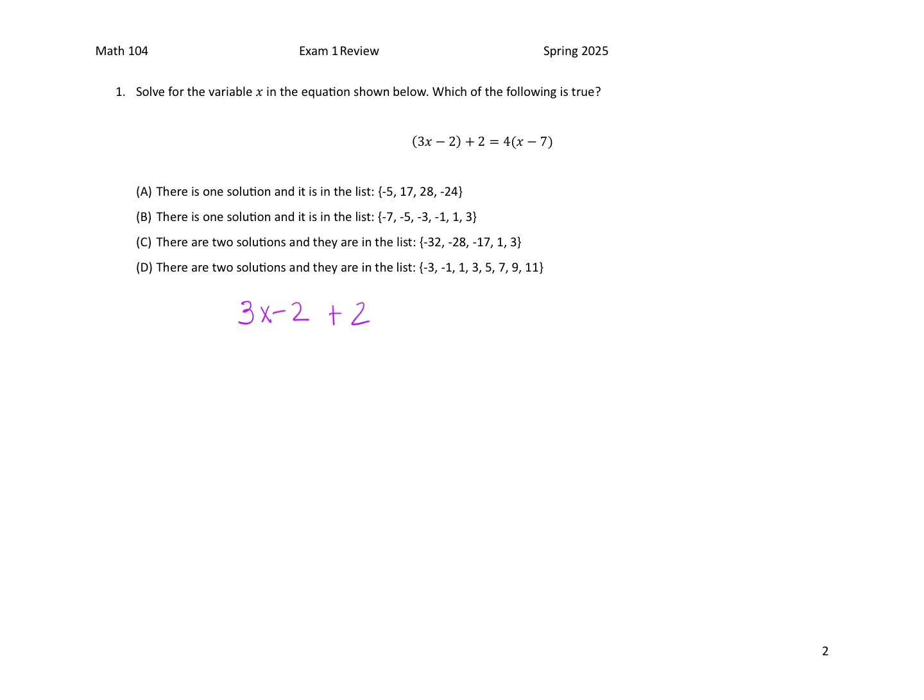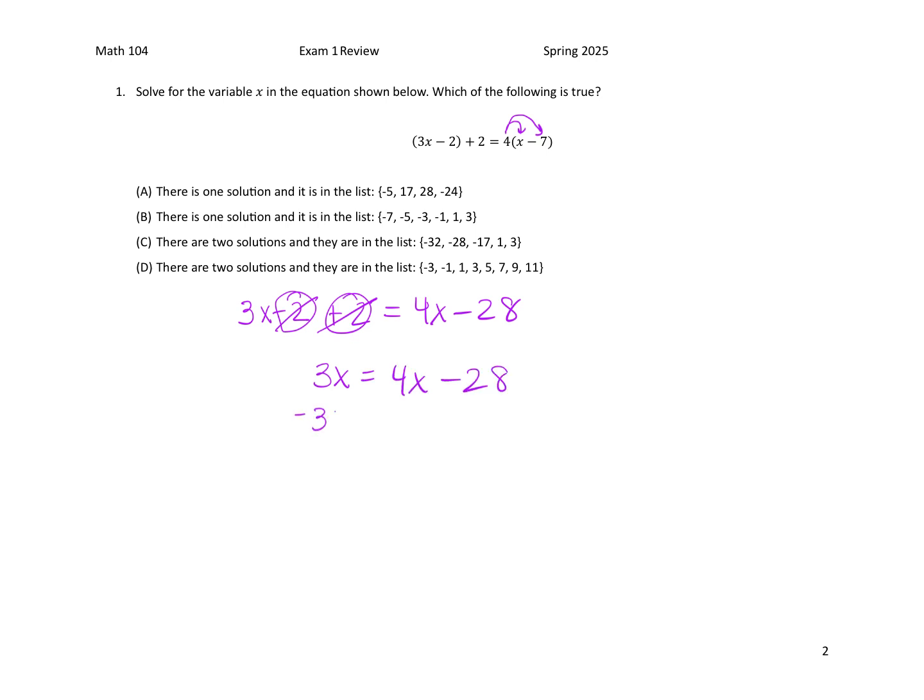Then I have plus 2 equals, and then I have this 4 that I'm going to distribute to my x minus 7. So I have 4x minus 28. Now on the left, I'm going to combine like terms. So I have a minus 2 and a plus 2, and those cancel. And so I have 3x equals 4x minus 28.